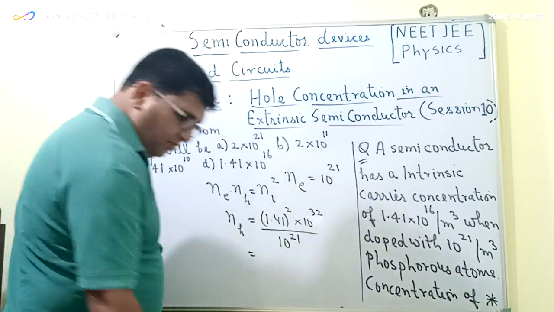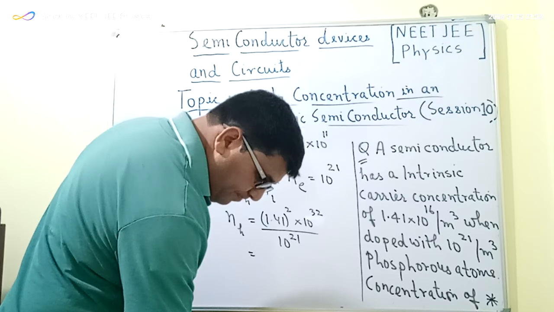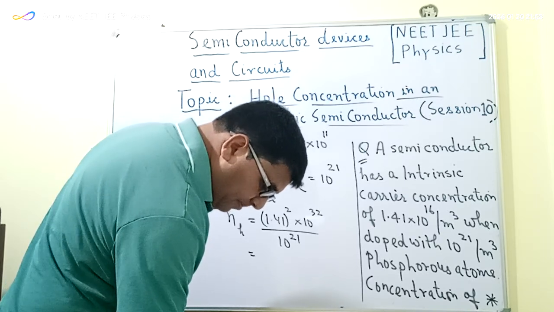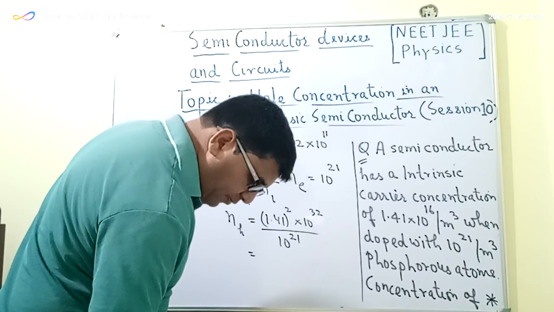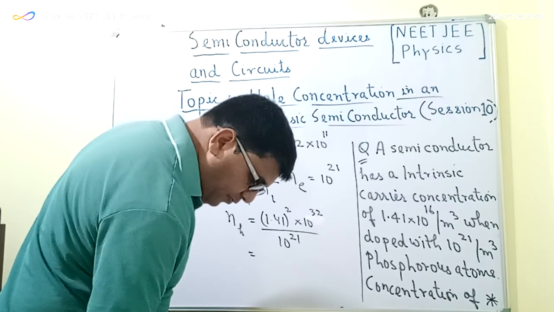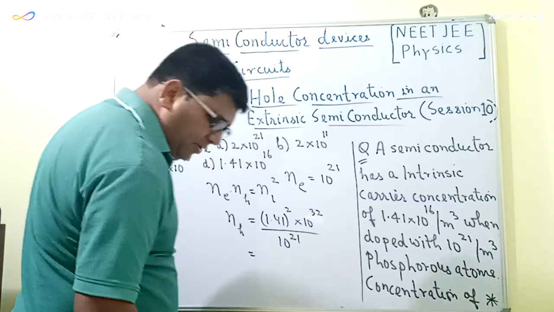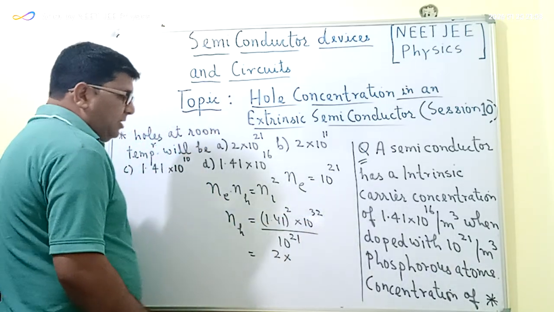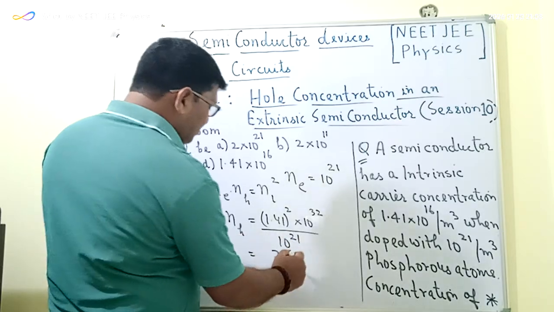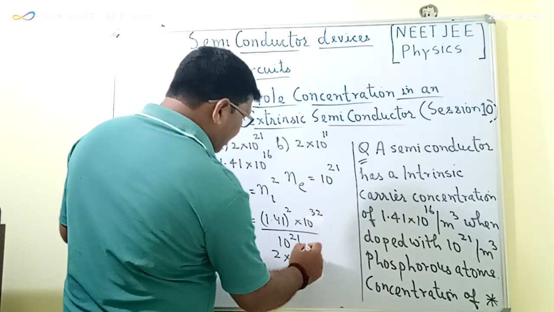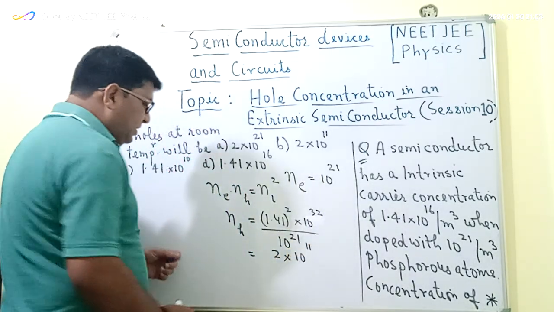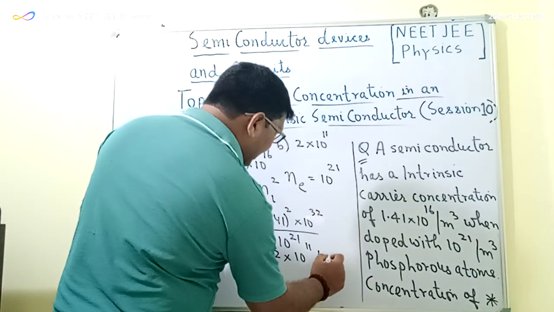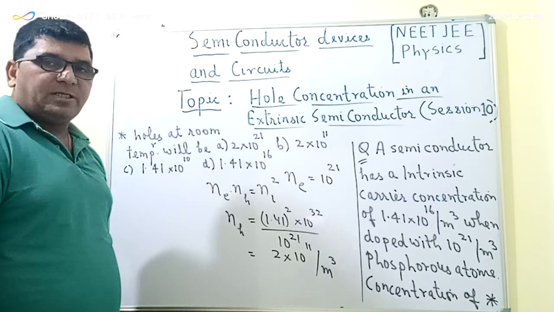So from here, 1.41 whole square is equal to 1.41 into 1.41, which is approximately equal to 2. So this is 2 into 10 to the power 32 divided by 10 to the power 21. So this will be equal to 2 into 10 to the power 11. So the hole concentration will be equal to 2 into 10 to the power 11 per cubic meter.